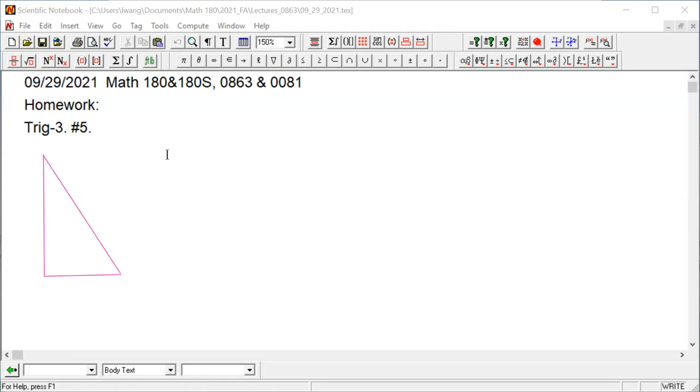Okay. So what I'm going to do is I'm going to label the 3 sides: A, B, C. Right? A, B, C. So this is a right triangle. All right. So now, suppose this is X.